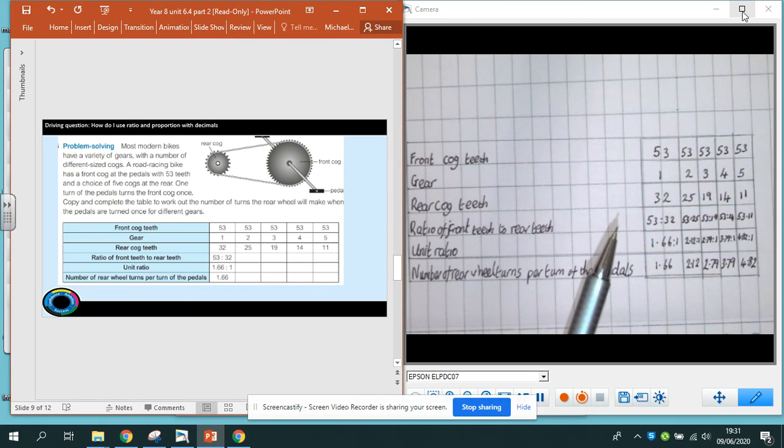And similarly, at 4th gear, 1 turn of the pedals sends the rear wheel round nearly 4 times, and so on. So that's why it's harder to push. That's why it's harder to pedal in 5th gear than 1st gear.